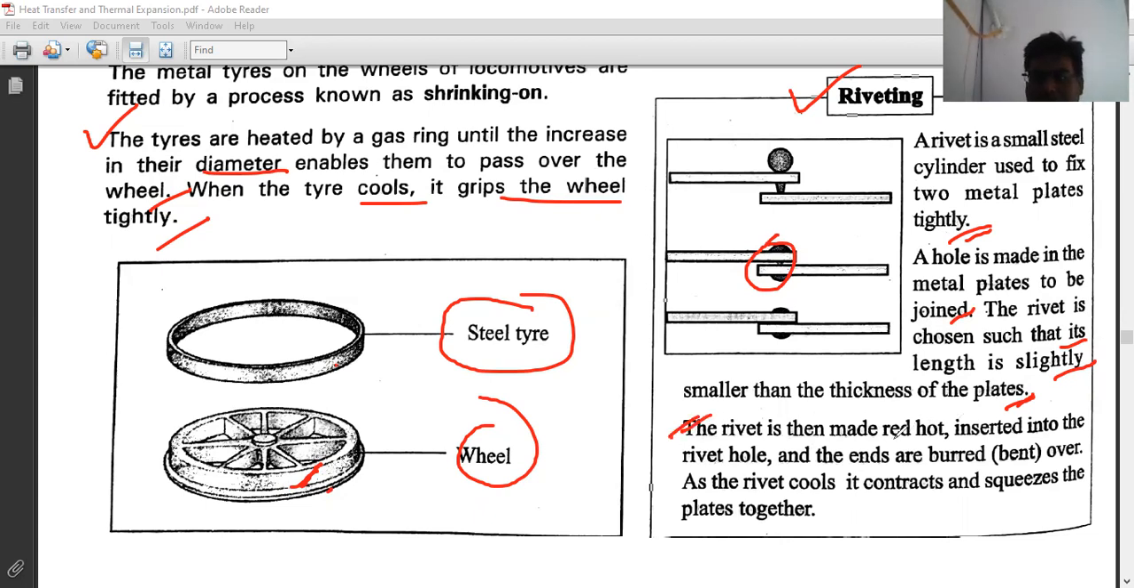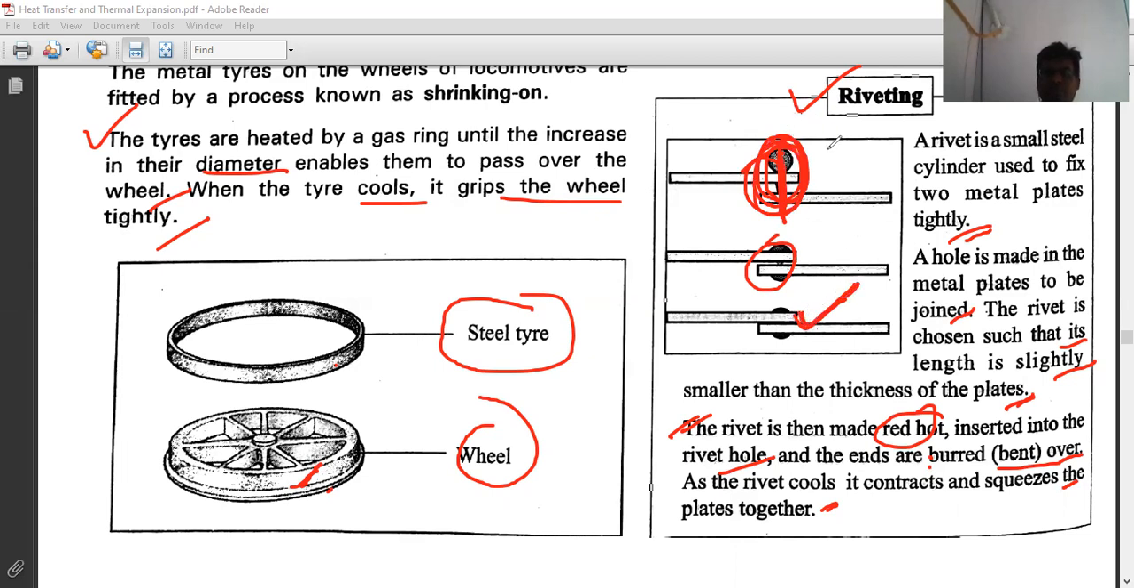The rivet is then made red hot and inserted into the rivet hole. Then the ends are bent over. As the rivet cools, it contracts and squeezes the plates together. Right. So when we want to join two plates, this part is inserted between these two holes. Okay. When it is hot and it is allowed to cool, it will contract and join these metals together. So this is the final product.